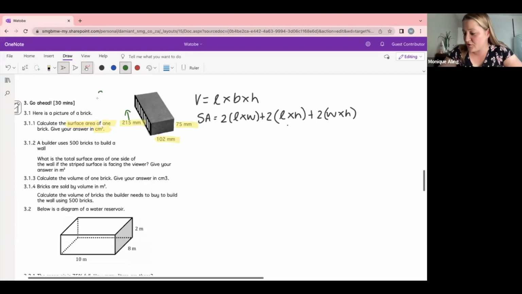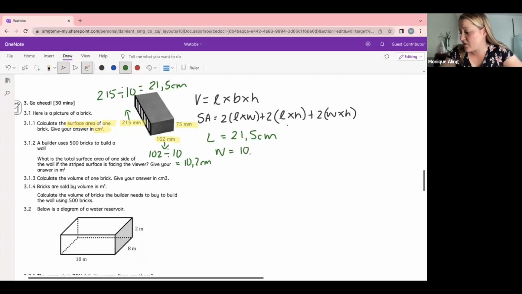Okay, so 215 divided by 10 gives me 21,5 centimeters. Okay, so I'm just going to write it over here. My length is 21,5 centimeters. My width, 102. We're doing the same thing. Divide by 10 gives you 10,2 centimeters. So I'm going to write it out here. Width is 10,2 centimeters. And my height is 75 divided by 10, which gives me 7,5.